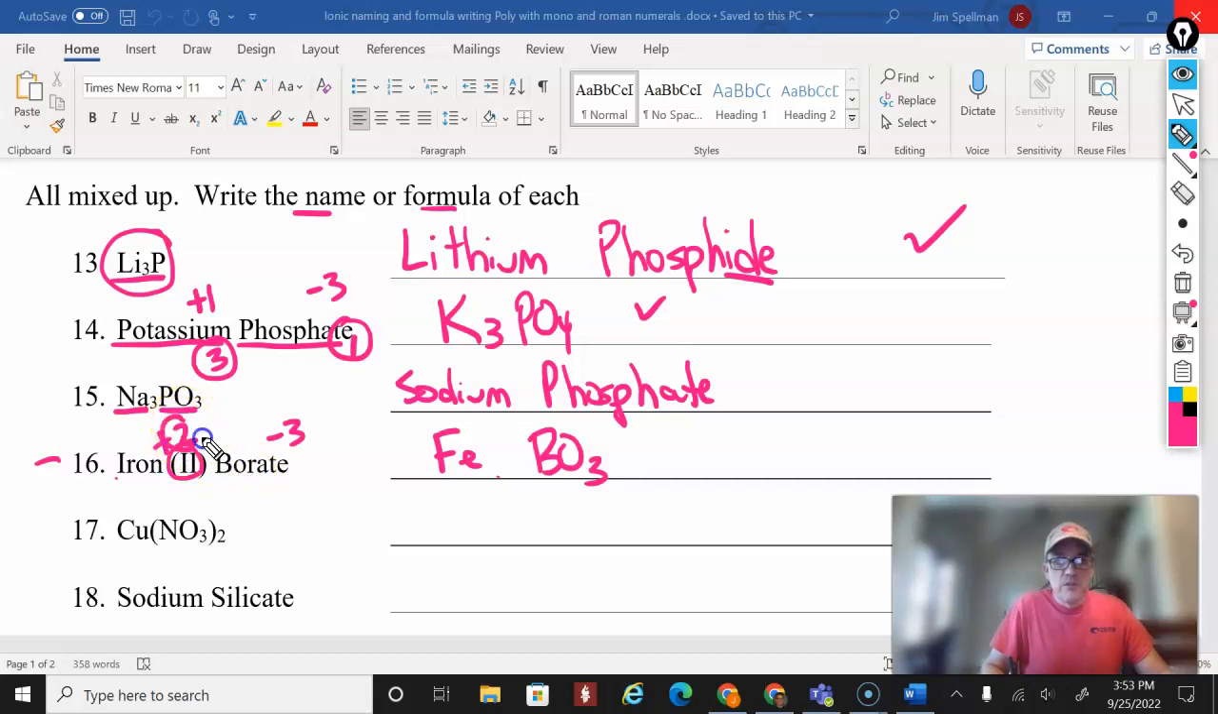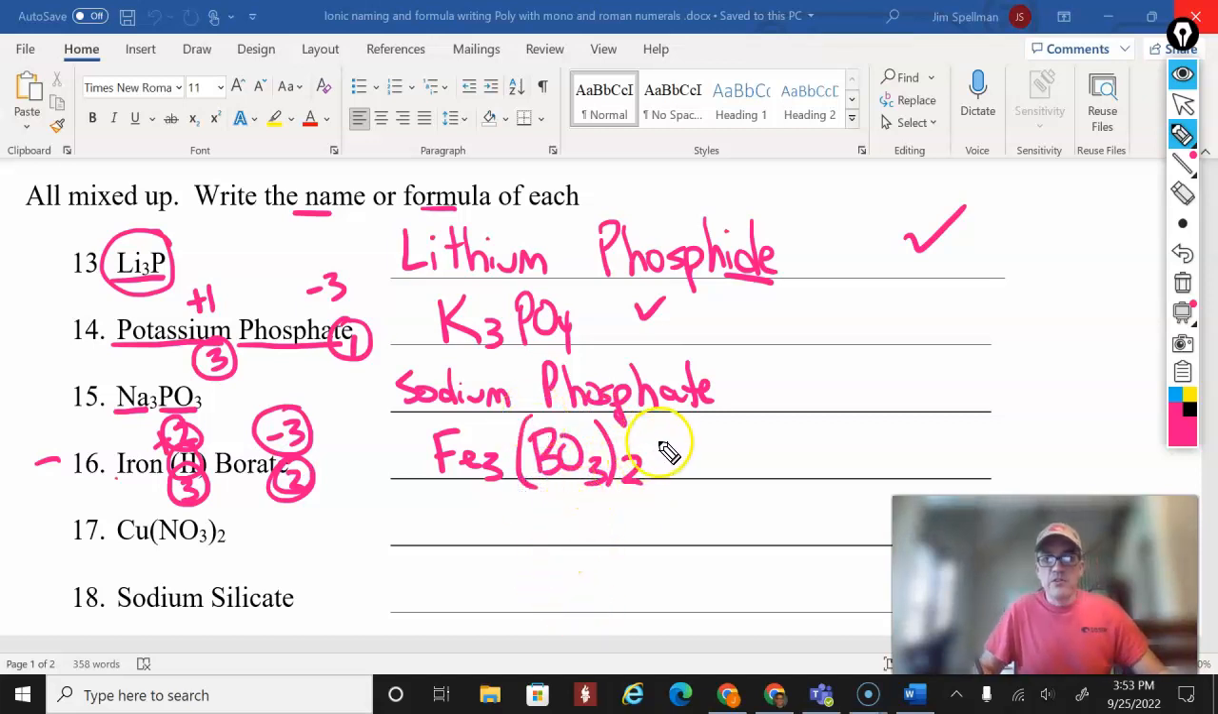Crisscross. So the 2 ends up over here with borate. The 3 ends up over here with iron. I can't reduce those, and so those are the numbers I'm going to use in my formula. So the 3 is going to go here with the iron, and the 2 is going to go over here with the borate, but I need to make it not look so confusing. Put some parentheses around it, and we should be done there.